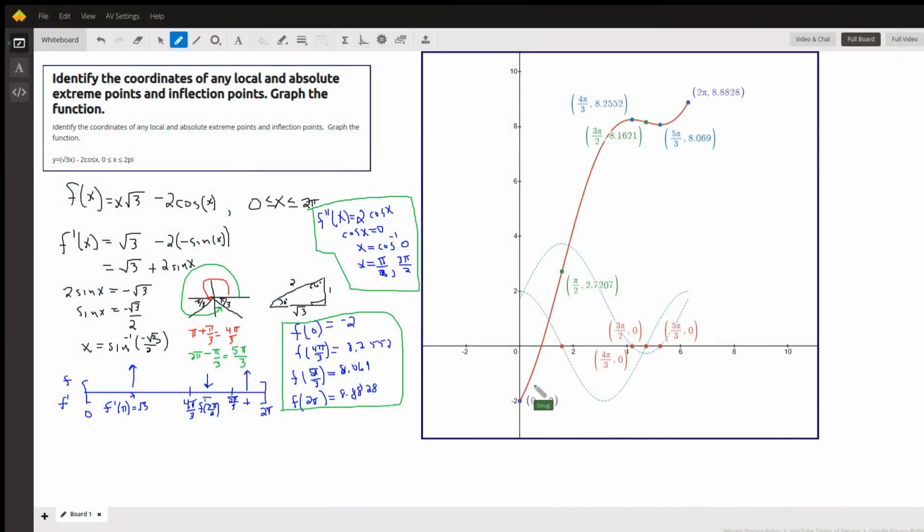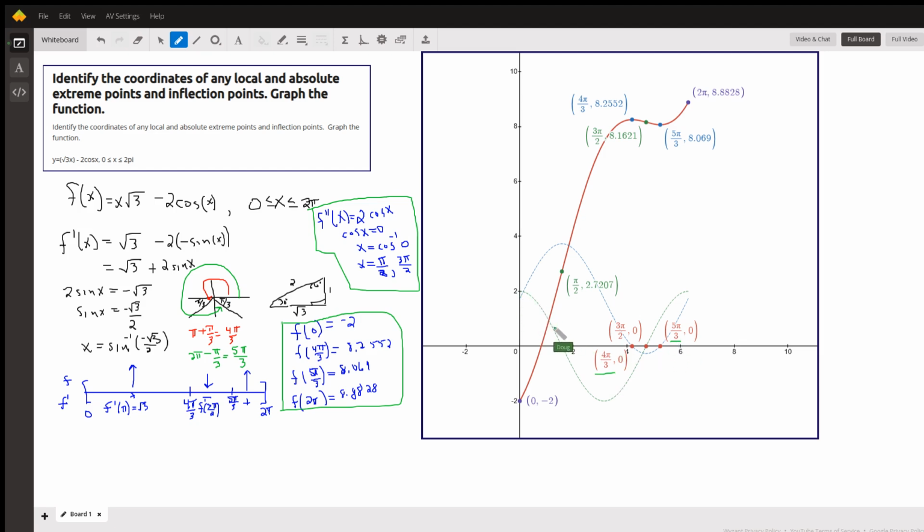Here's the graph of the original function, this red curve from 0 to 2 pi. You're asked to find relative maximums and minimums, absolute maximums and minimums, and points of inflection. This blue graph with the dashed lines is actually the graph of the first derivative. You can see that it equals 0 at 4 pi over 3 and 5 pi over 3.